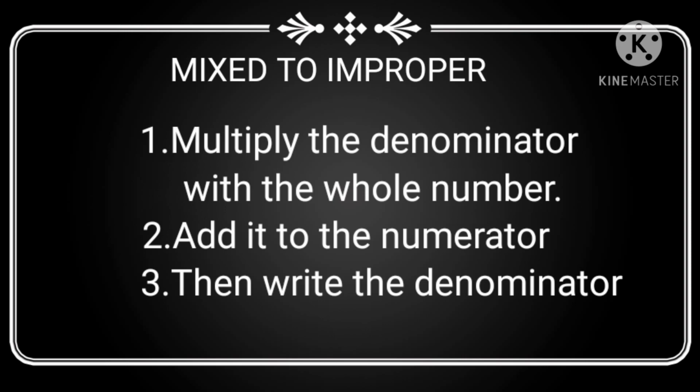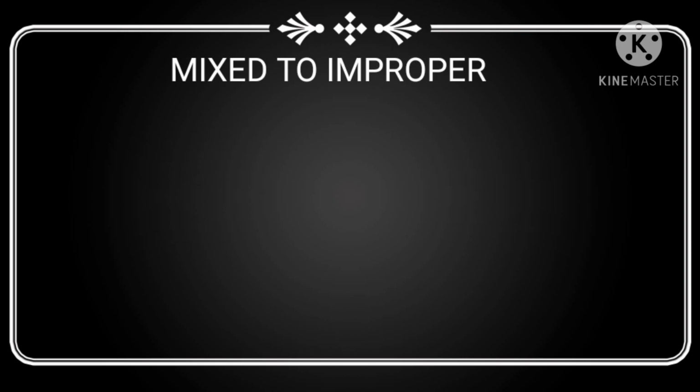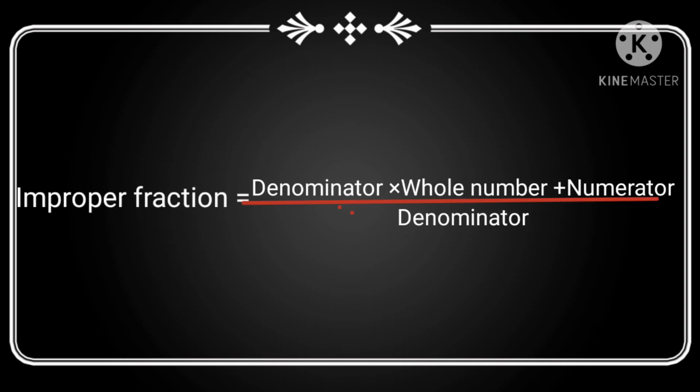Now let us convert a mixed fraction to an improper fraction. To convert a mixed fraction to an improper fraction, first multiply the denominator with the whole number. Then add it to the numerator and then write the denominator below. So we have got the improper fraction. So improper fraction is equal to the denominator into the whole number plus numerator by the denominator.